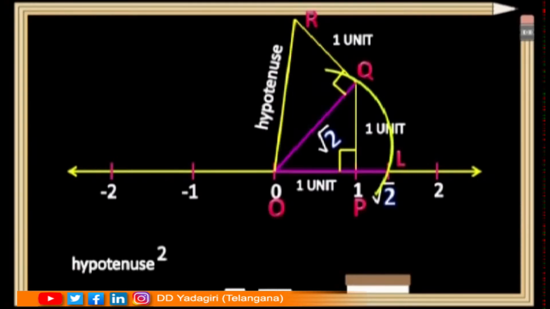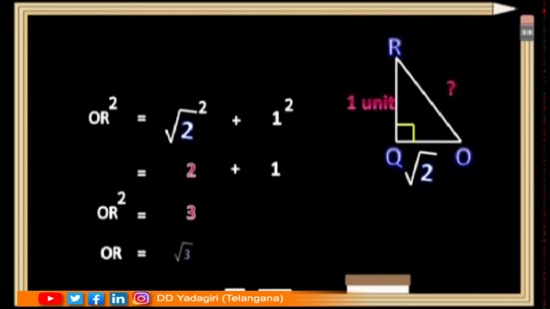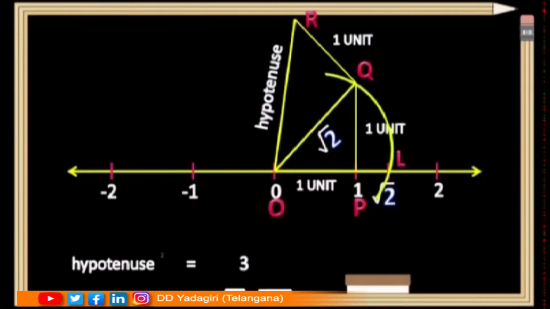Here, hypotenuse square is equal to the sum of the squares of the other two sides. So, side square plus side square, that is OQ square, root 2 square, plus 1 square. Root 2 square is 2, 1 square is 1. So 2 plus 1 is 3, so OR square is equal to 3, then OR is equal to square root of 3. So like that we get OR as root 3, and the hypotenuse is equal to root 3, right.